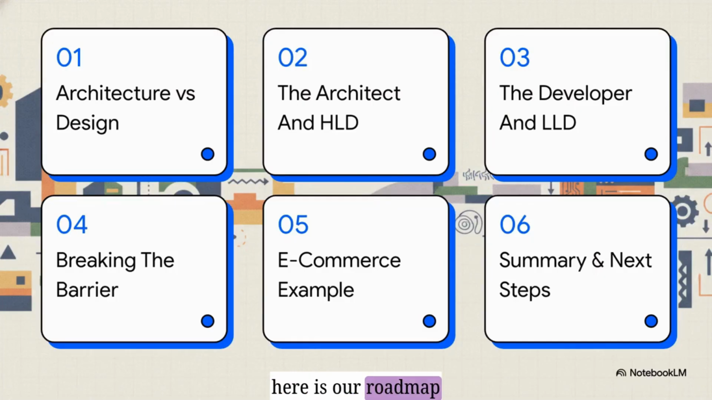All right, here is our roadmap for today. First, we'll look at architecture versus design. Then we'll dive into the architect and HLD, followed by the developer and LLD. After that, we'll talk about breaking the virtual barrier, look at a quick e-commerce system example, and then wrap up with a summary and next steps.